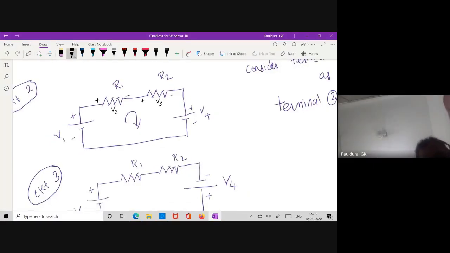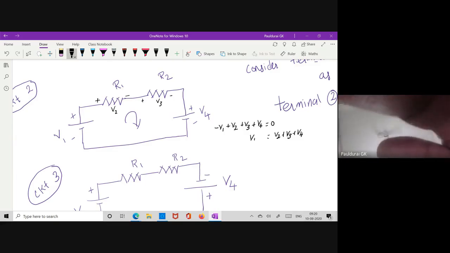Circuit 3, you guys will do. So minus 2 plus V1, right? So it becomes minus V1. V2, plus 2 minus, so it becomes plus. V3, plus 2 minus, so it becomes plus. V4 also plus 2 minus, so it becomes plus, which is equal to 0. So V1 equals V2 plus V3 plus V4. So this is the KVL equation for circuit 2.